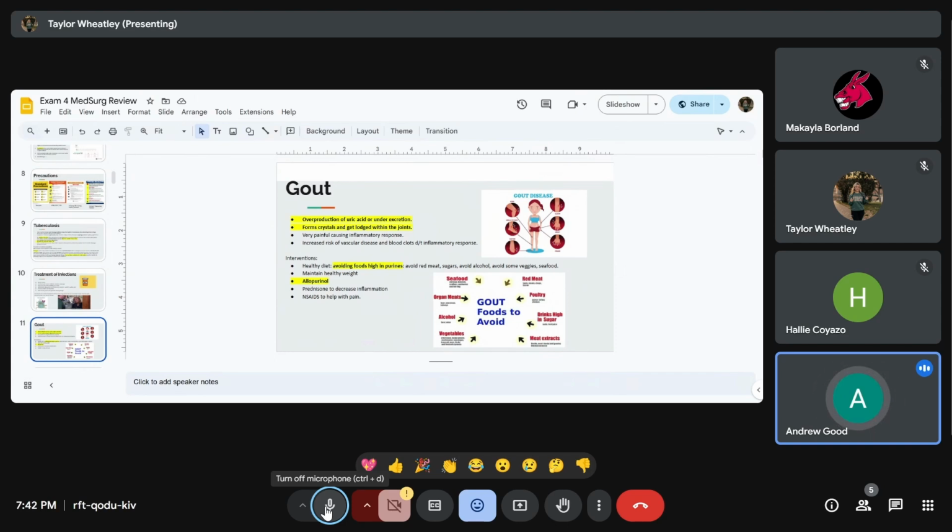Put it into a flashcard. There's foods to avoid there at the bottom of that picture. And then allopurinol. It's your main medication for gout. If you're going to remember anything for gout, it's low purine diet, allopurinol. That's mainly the two. You could use prednisone and NSAIDs to treat inflammation.